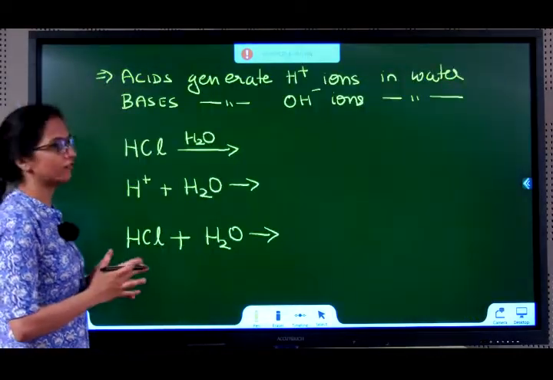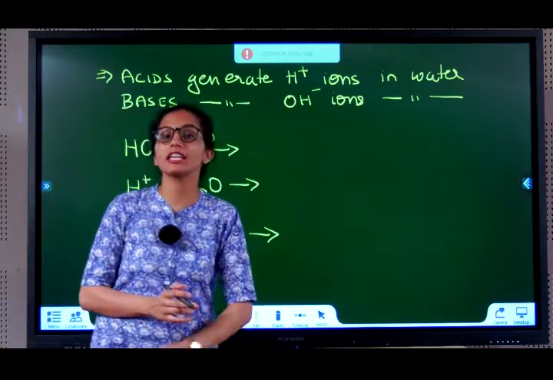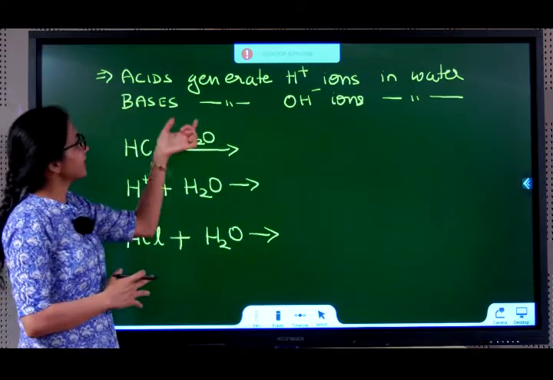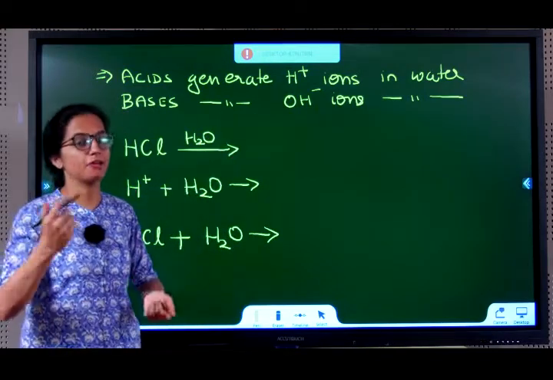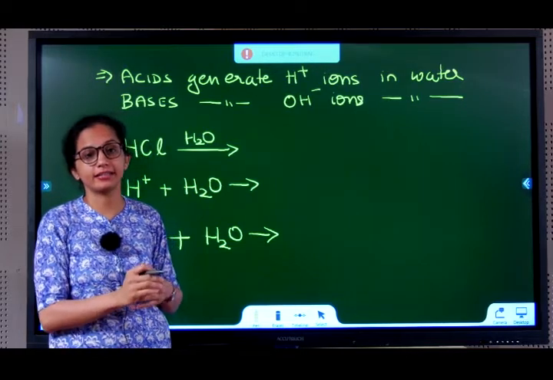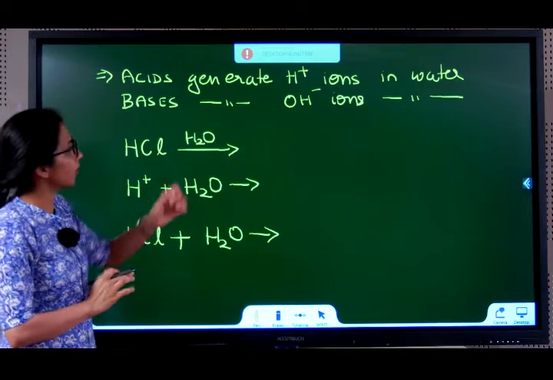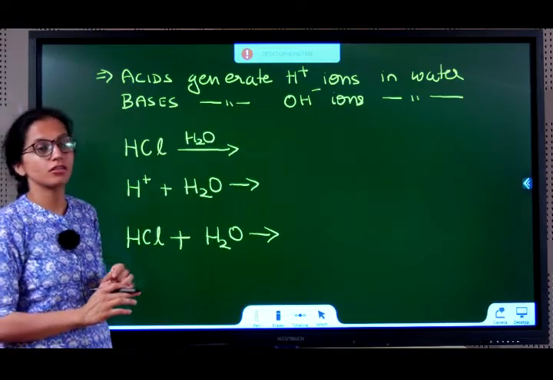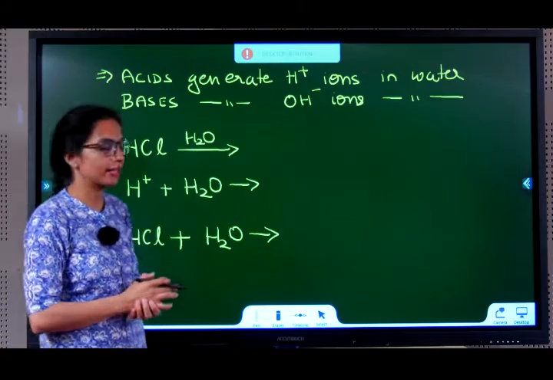So concluding from this experiment, we can say acids generate H plus ions in water. Bases generate OH minus ions in water. How can you say this? Remember in that experiment I told you, alkalis will be conducting electricity. So what are alkalis? Bases in water. So water is the crucial liquid over here that we need for the ions to exist.